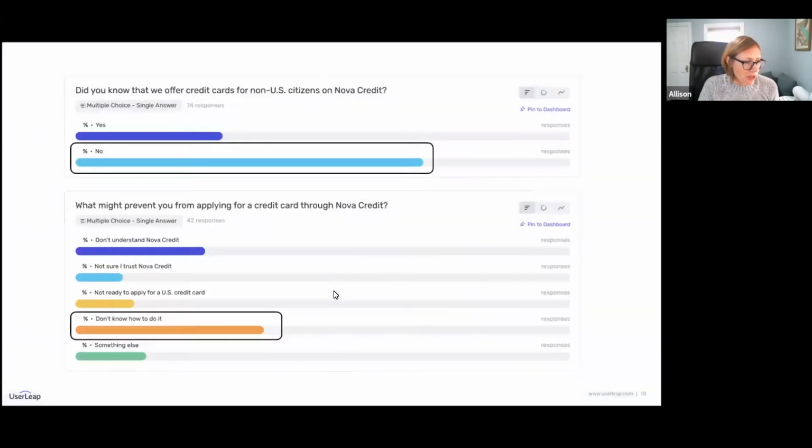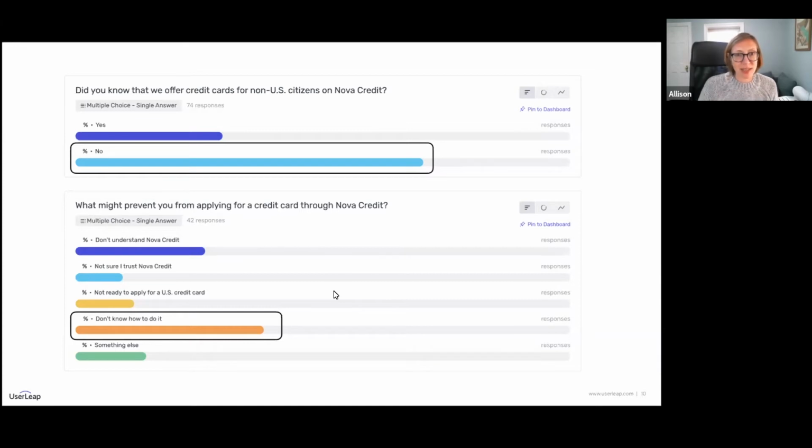And I'll show you some of the results from this survey. I took out the numbers, but what you can see is that, first of all, most of the visitors didn't understand that Nova Credit provided these specific services. And then beyond that, the primary barrier wasn't something like trust, which was definitely a concern for the team there, because it's a fintech, a financial services company dealing with a vulnerable population. That was a big concern. But actually, the biggest barrier for visitors was that people just didn't know how to take advantage of the services.